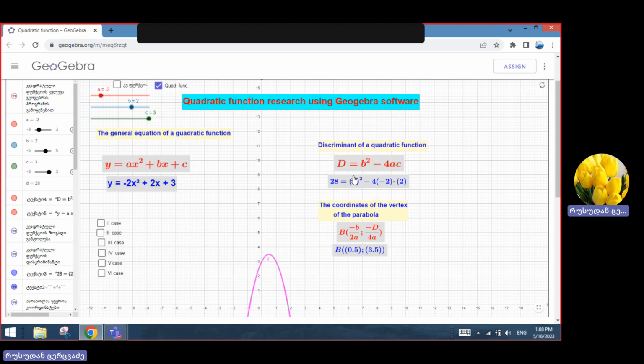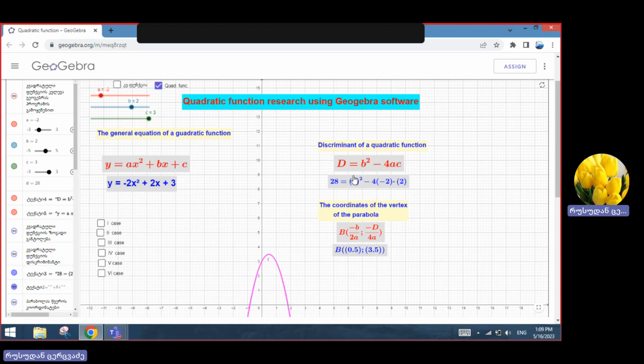x-axis. During the study of the quadratic function, it is also important to determine the coordinates of the vertex of the parabola, which is helped by the coordinates of the vertex of the parabola calculated by the program.